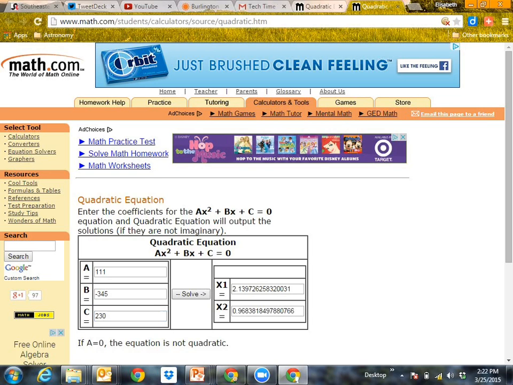Okay, and I don't know if your slides are complete or not, but if you see these two solutions here, 2.14 or whatever, 2.1399, you know what I mean, 2.14, and 0.97. Those are the two possible solutions. Isn't that cool? And you can use that for your homework. I would use it for my homework.